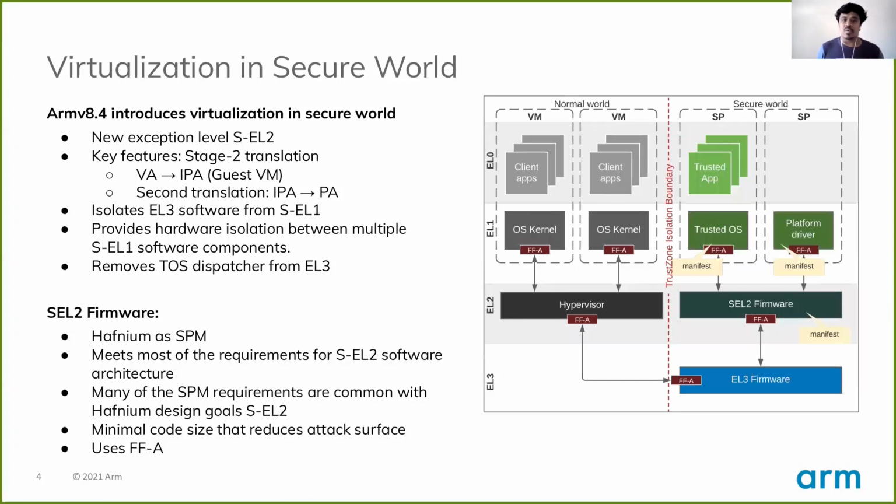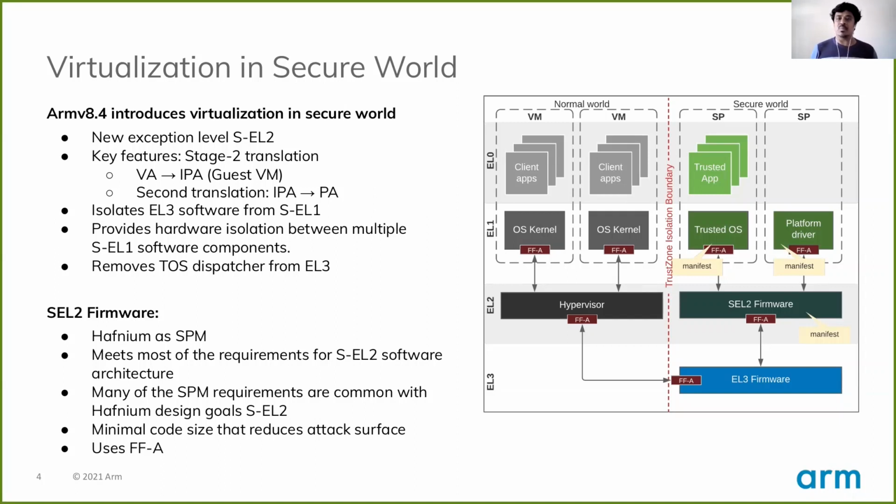So, virtualization in the secure world. The ARM v8.4 architecture introduced a new exception level in the secure world called S-EL2. This is similar to the EL2 exception level in the normal world. EL2 provides the capability to run multiple virtual machines on top of a hypervisor. Similar functionality is provided in the secure world, where multiple secure partitions can be isolated from each other by using hypervisor-like functionality in the S-EL2 exception level.